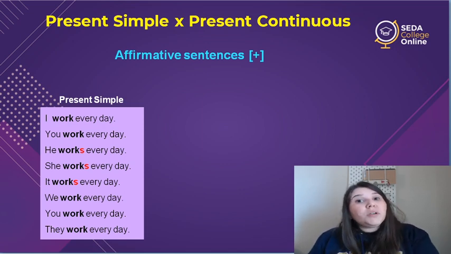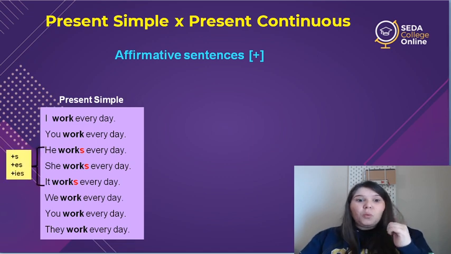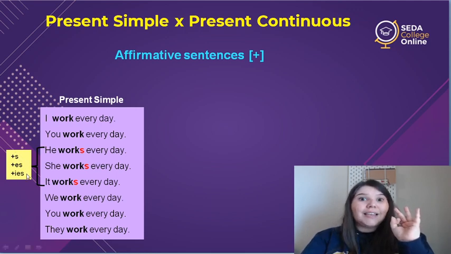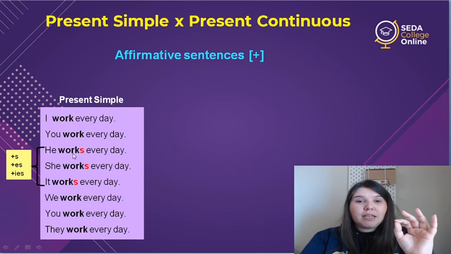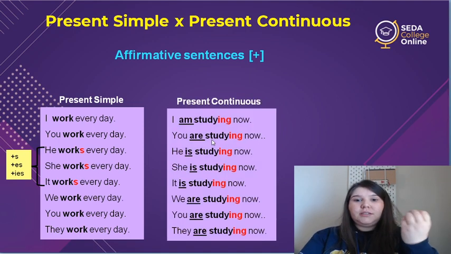So what is important here in the present simple affirmative? When we use he, she, and it, the verb needs to add s, es, or ies. Alright? So that only he, she, and it affirmative sentence, present simple, we add s, es, or ies to the main verb. Okay? The present continuous.